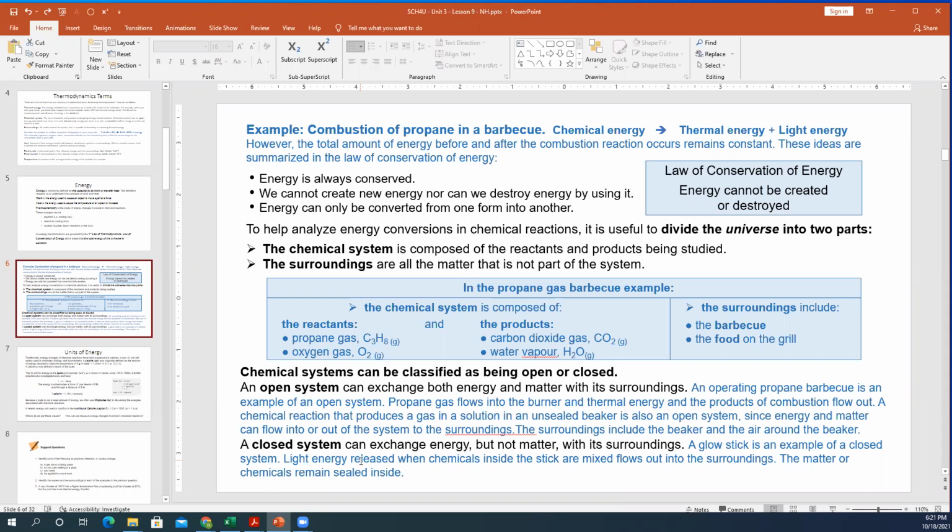But in this case, what's important to know is that the glow stick is a good example of a closed system, of chemical energy being converted into light energy, but no chemicals are able to leave the system. The chemicals are sealed inside. What does leave the system is the light that is emitted to the outside. But the chemicals are sealed. So that is an example of a closed system.